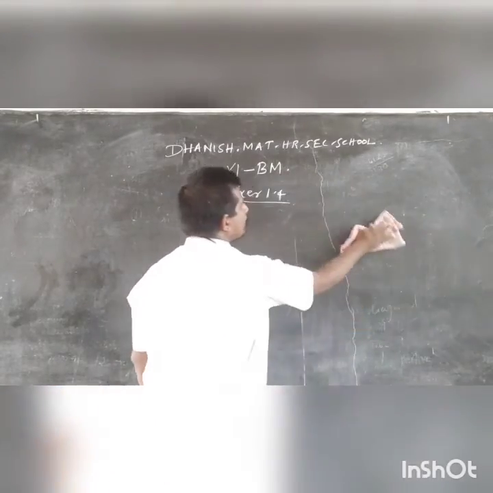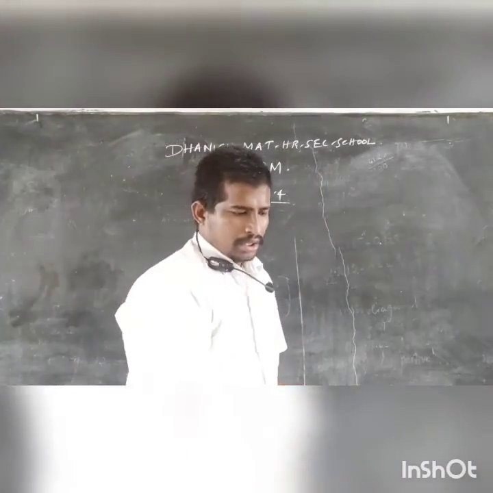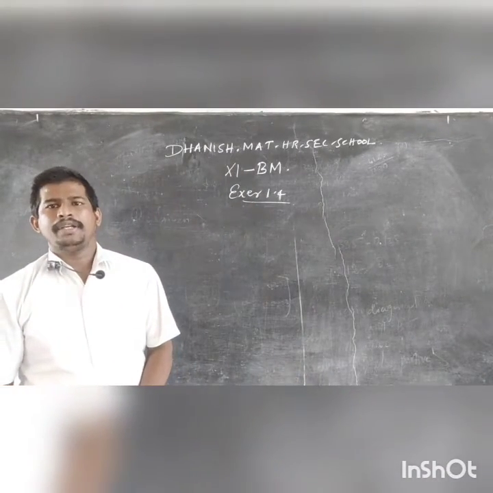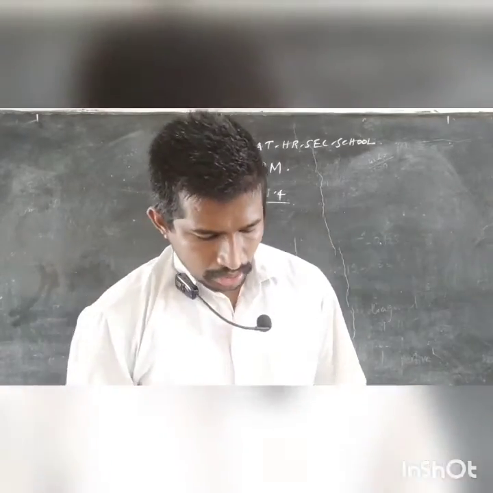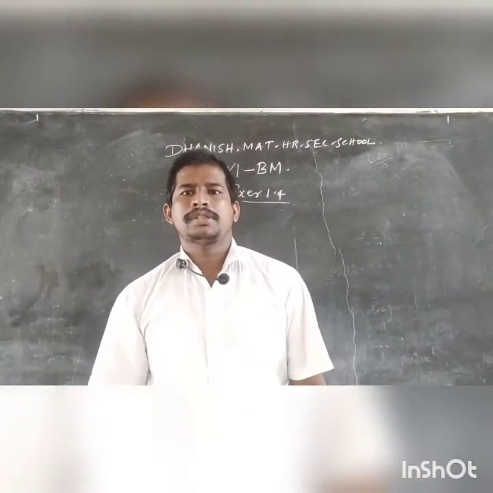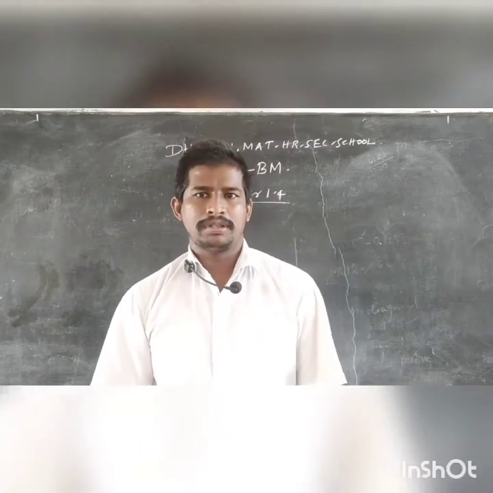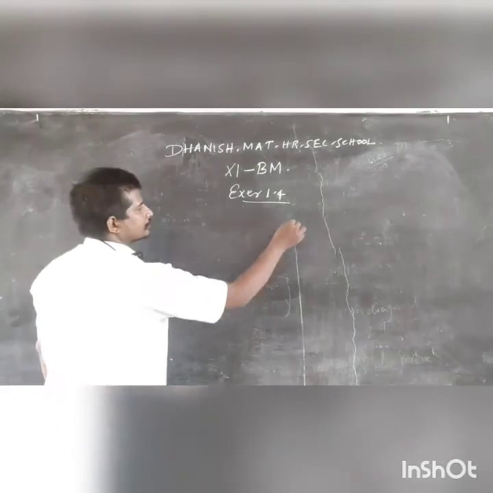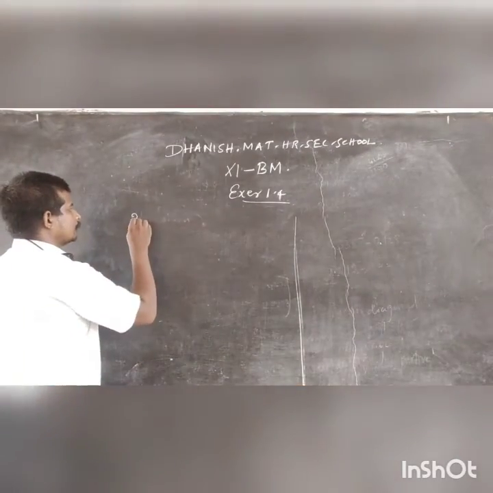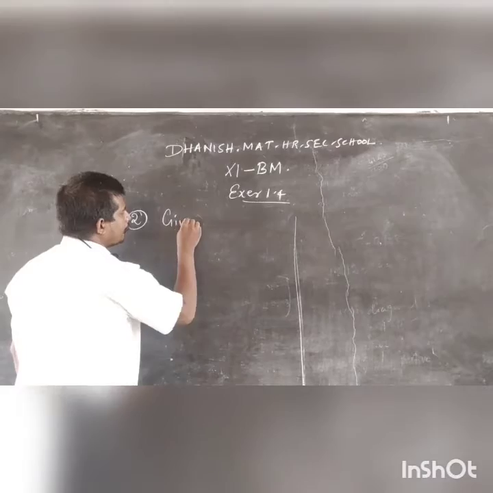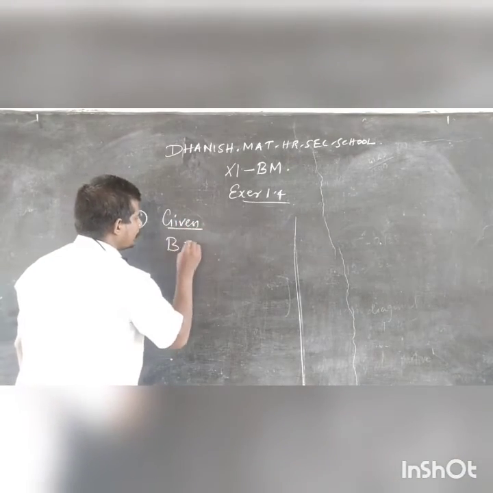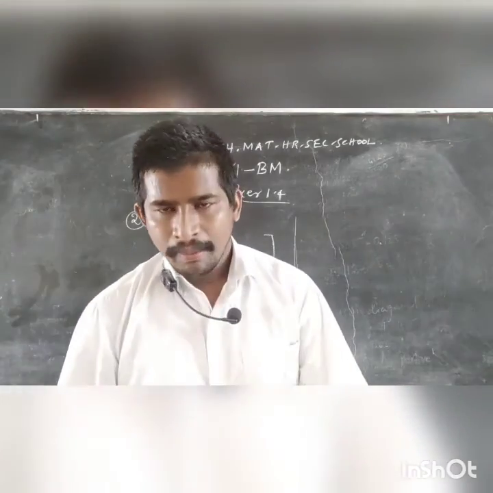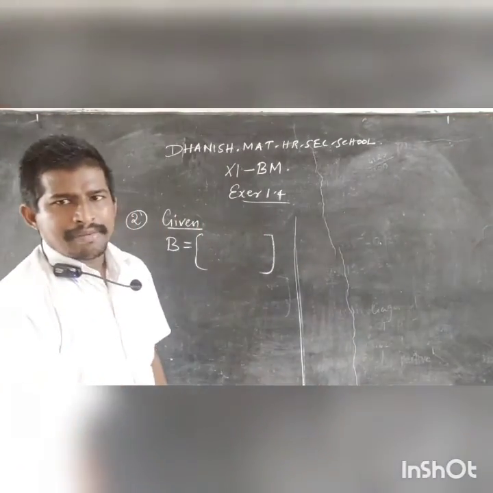Surely there will be 1, 2 marks or 3 marks from exercise 1.4. So you should listen to the class carefully. You should do the examples as homework. Problem number 2. First we can write the given technology matrix B. Technology matrix will be denoted by B.